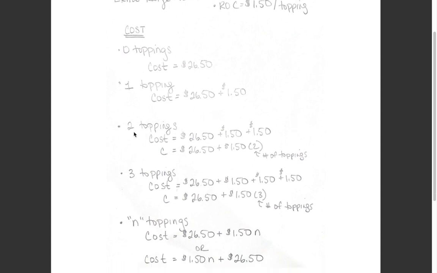If I decide to get 2 toppings on the pizza, then the cost is going to be still that $26.50 for the crust, the cheese, and the sauce. And then I'm going to add $1.50 for one topping and then $1.50 for another topping. And another way of writing that, instead of writing cost, I can just write that as C. And then I've got the $26.50, which is the initial value. And then I'm going to take that $1.50 and multiply it by 2. It just makes it a little bit shorter to write it that way. Keeping in mind that the 2 is actually just the number of toppings that we chose to put on it.